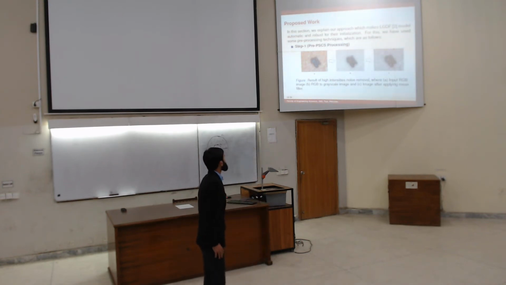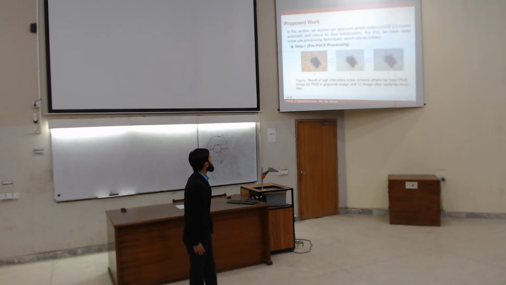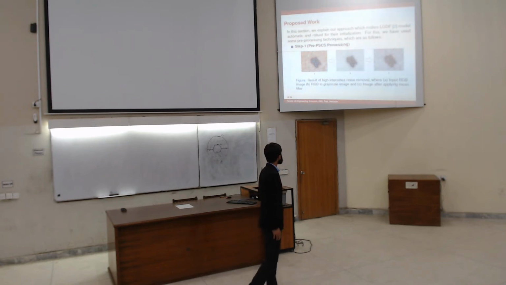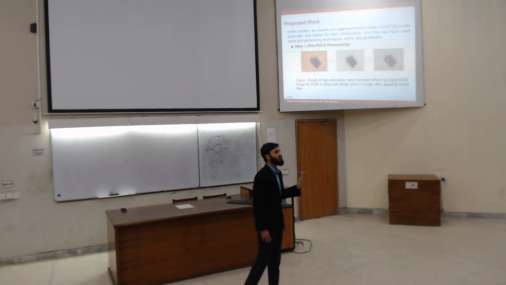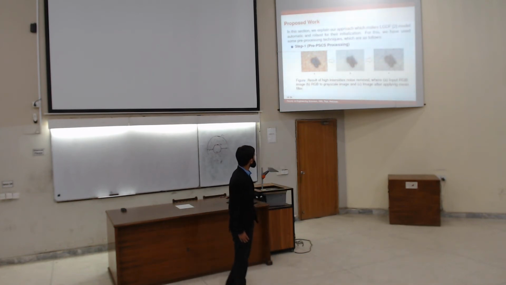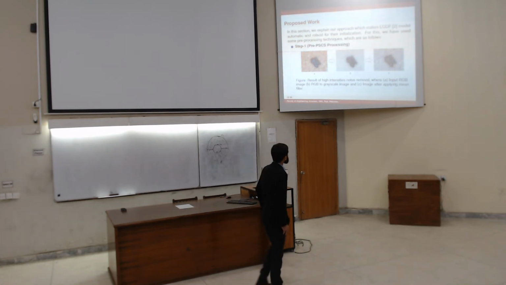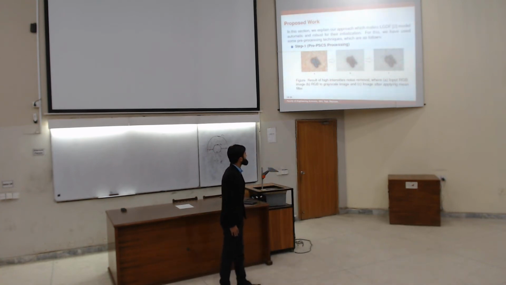In this section we explain our approach, which makes the LGDF model automatic and robust in its initialization. For this we have used some pre-processing techniques, as follows. The first step is our pre-PSCS processing. Here in image A we have an input RGB image. In the second image we convert this RGB image to a grayscale image. After that we remove the noise using the mean filter. Image C represents the image after applying the mean filter.